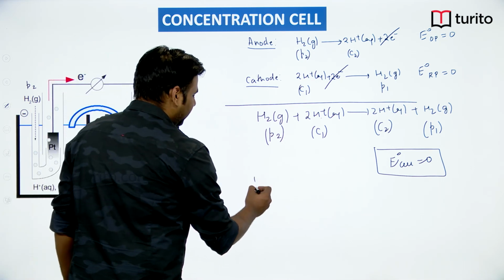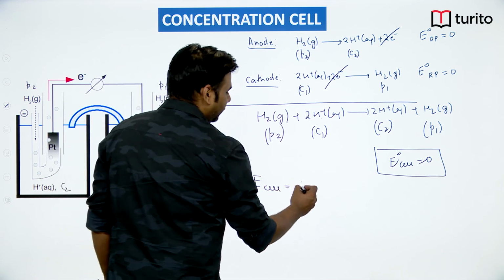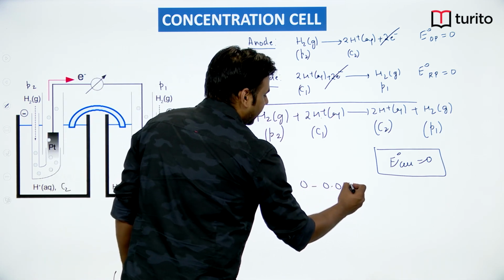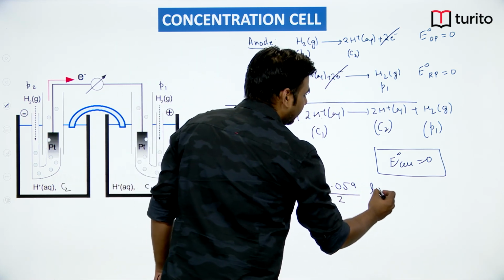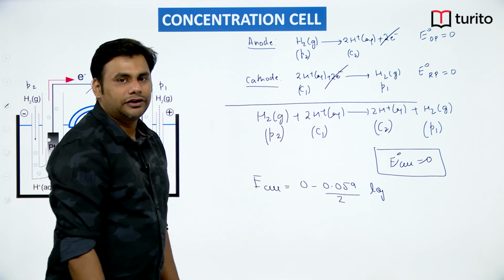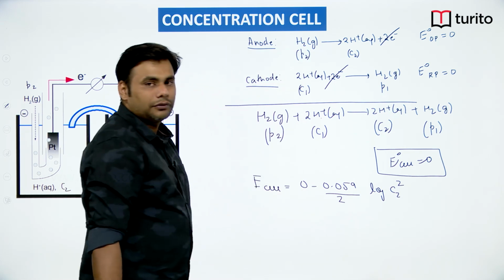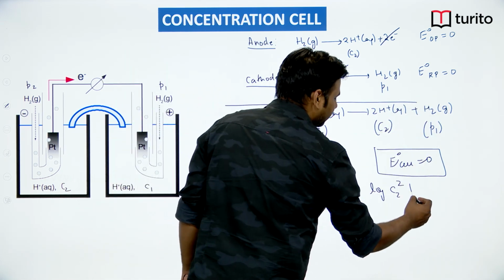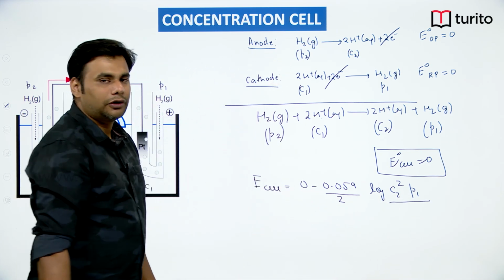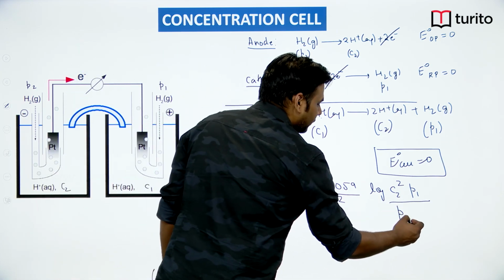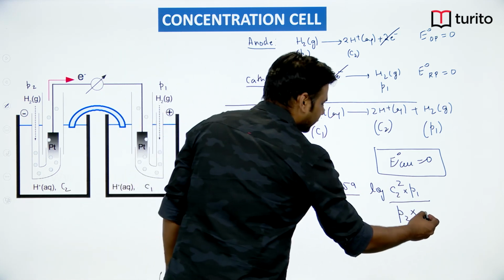So we'll just write the equation. E cell we know is E naught cell, which is 0, minus 0.059 upon 2, since n is 2 again, log of the H plus concentration raised to power 2, so this will be C2 squared, into the partial pressure of hydrogen, which is P1, divided by the partial pressure of hydrogen, which is P2, into H plus raised to power 2, which is C1 squared.